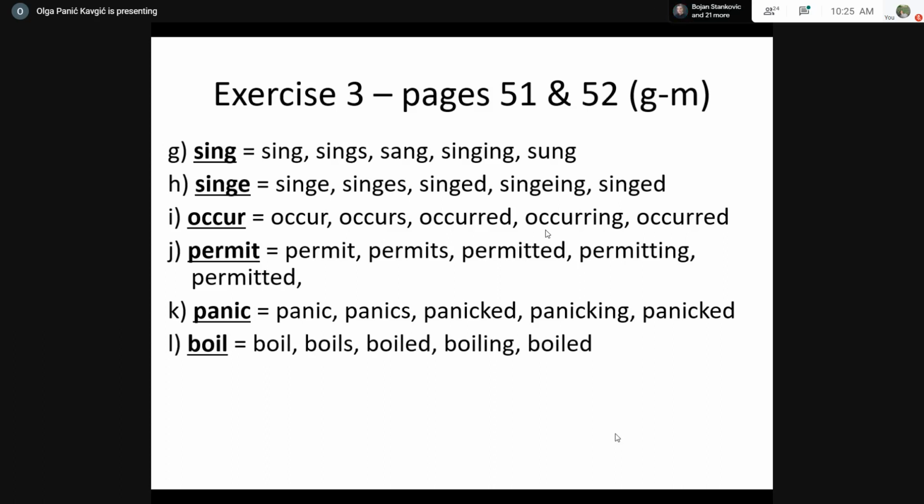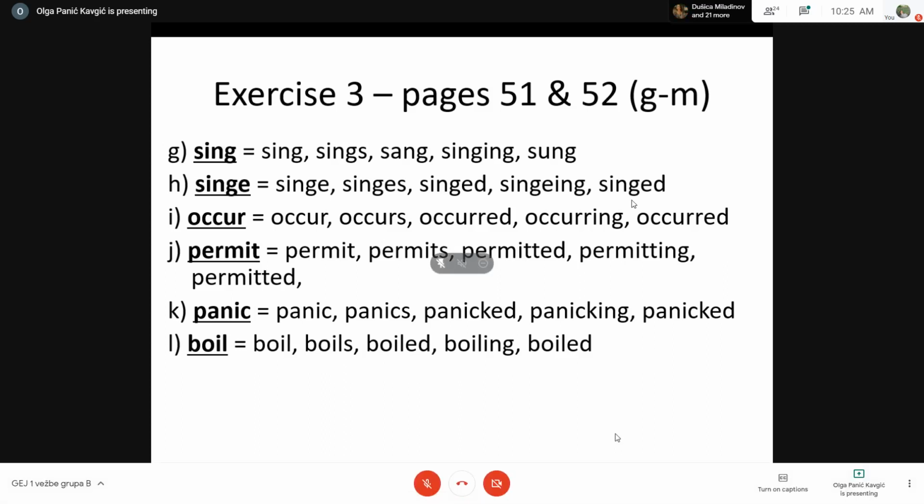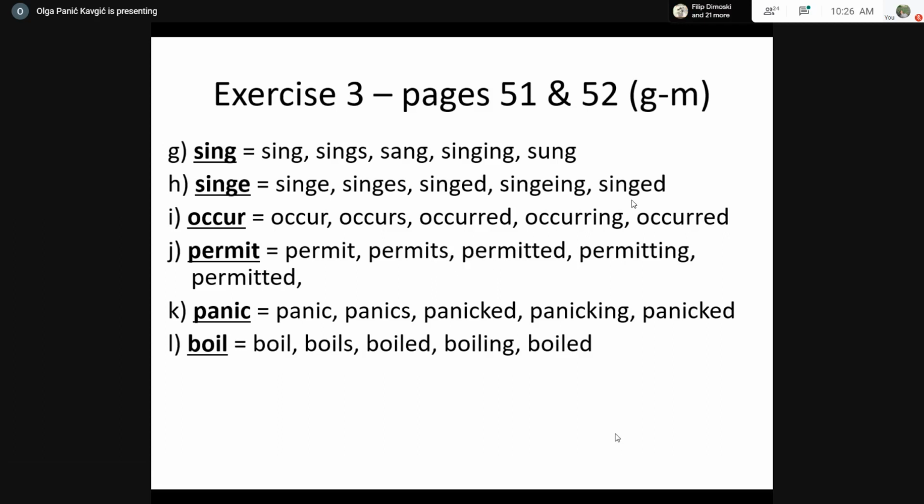Should I put a double L at the end? So nothing happens actually, because it's a monosyllabic verb. You can't even divide it into syllables. Boil is just one syllable, so there is no need for doubling anywhere. Okay, thank you.